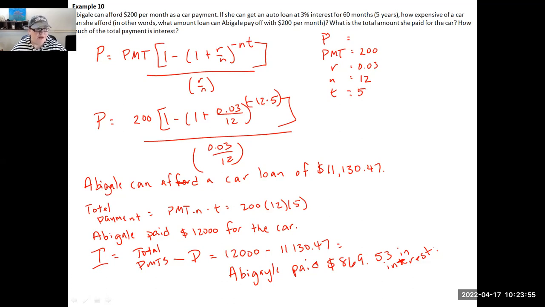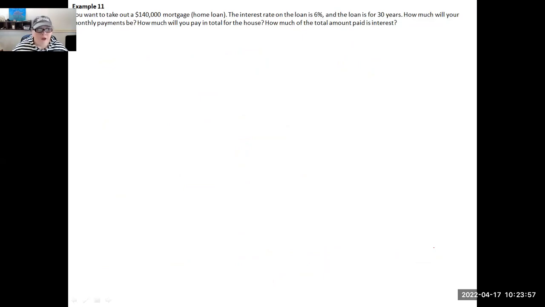So try to think of it more that way as opposed to your interest rate. All right, let's go to the next one. You want to take out a $140,000 mortgage, a home loan. The interest rate on the loan is 6% and the loan is for 30 years. How much will your monthly payments be? So we're looking for our PMT here.